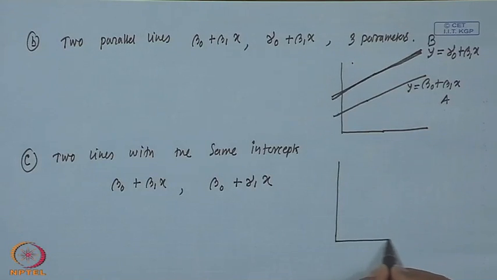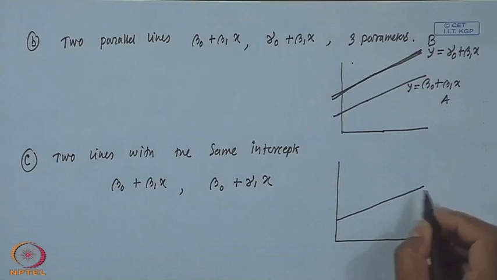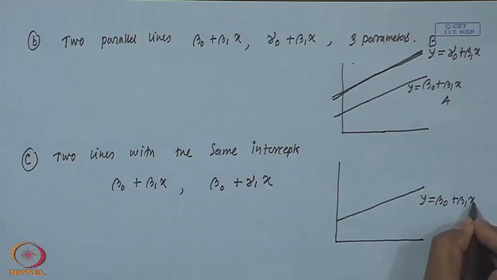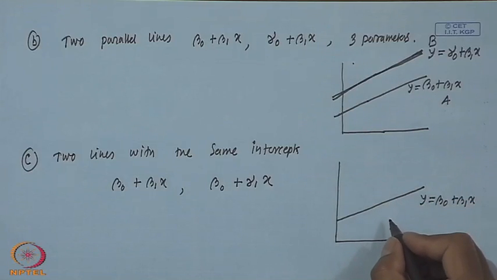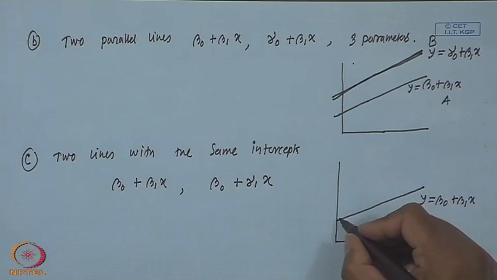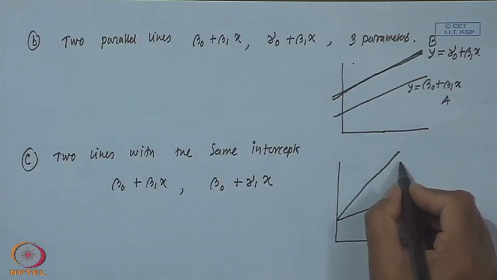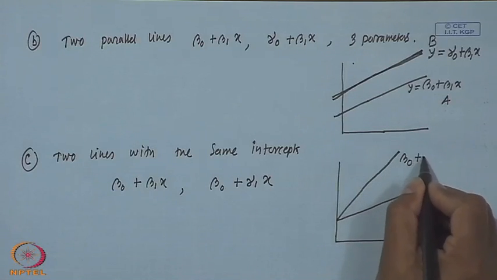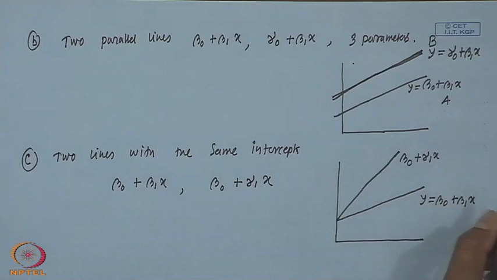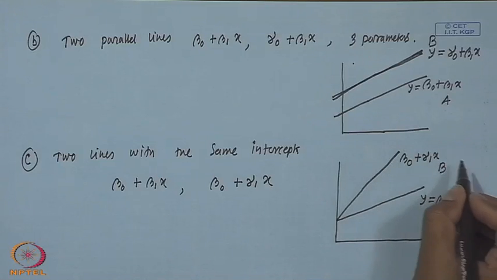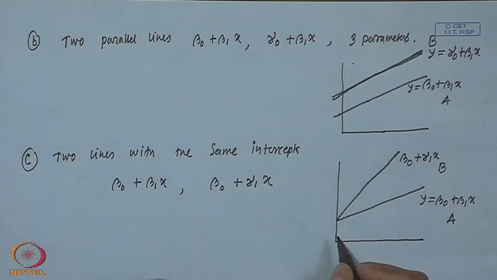The third possibility. So, here this is my y equal to beta naught plus beta 1 x, and the other line has the same intercept, but different slope. So, this is beta naught plus gamma 1 x. This is for block A, this is for block B, y equal to this.